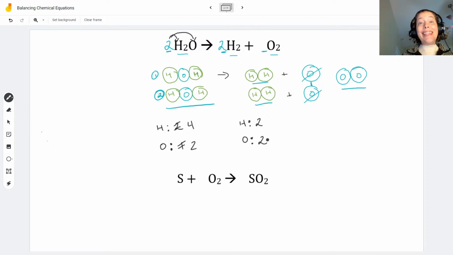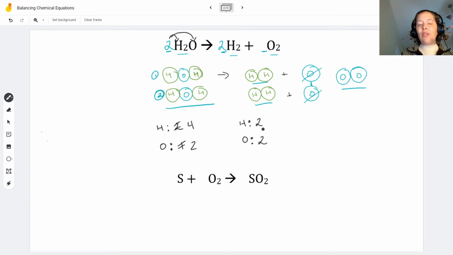Okay, and so what this does, of course, is it helps balance my oxygen. So now my oxygens are balanced. However, it does make my hydrogens unbalanced. Now this back and forth is totally normal. So don't be afraid to balance one atom, even though you know it may unbalance another atom. That's completely normal. It happens a lot. We'll see it multiple times over.